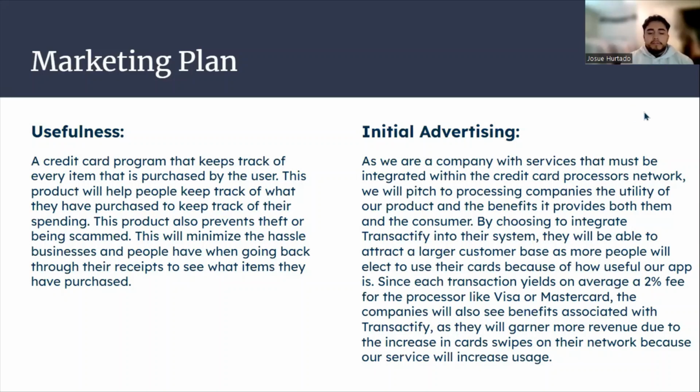For our initial advertising, our company services must integrate with credit card processing networks. And our idea is to pitch to processing companies the utility of our product and show how it benefits them and the consumer. With us, they can attract a larger customer base when people use our service.